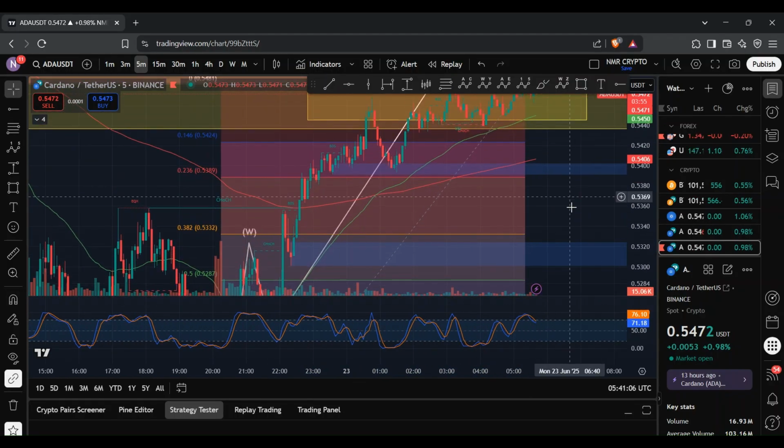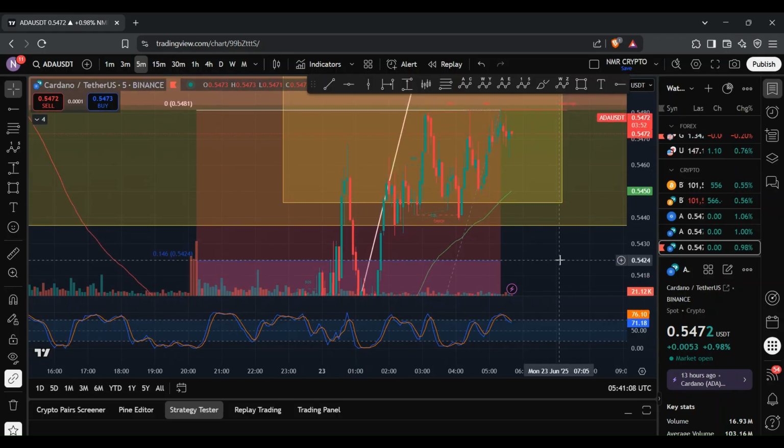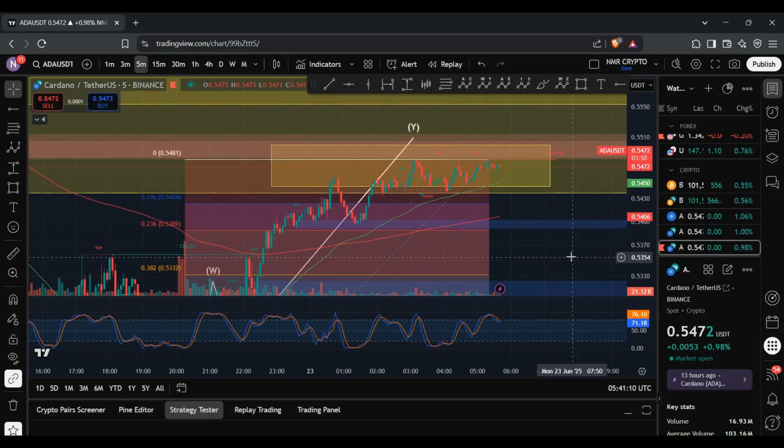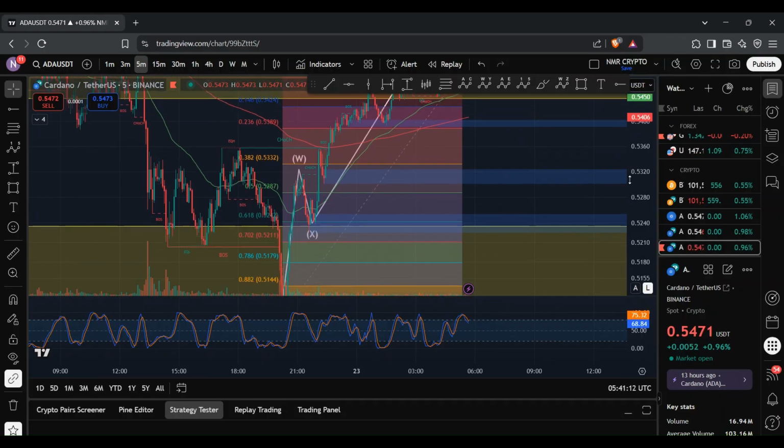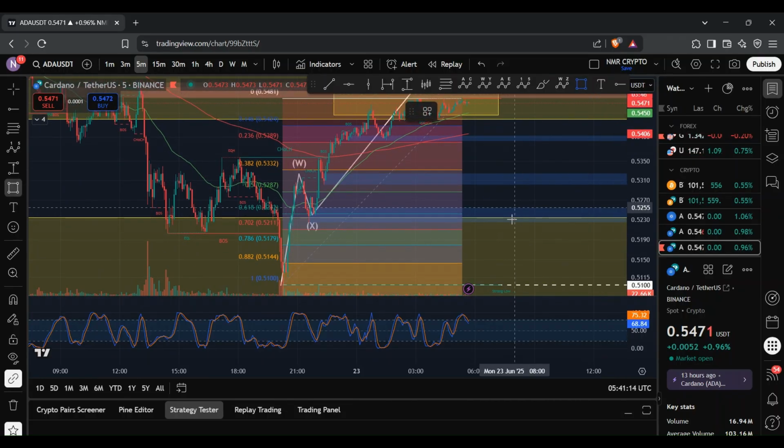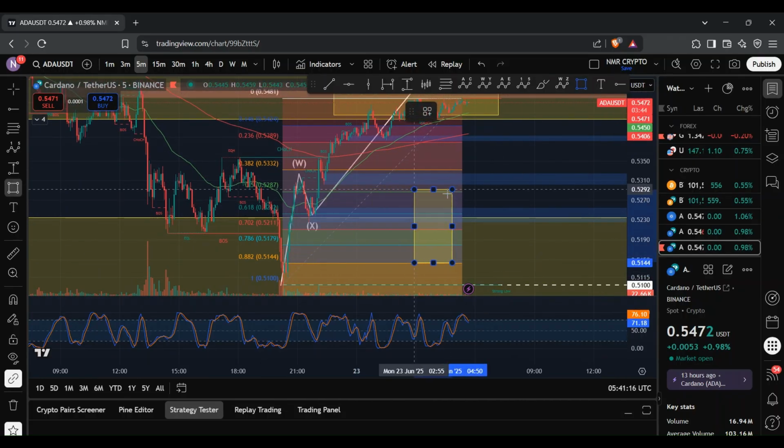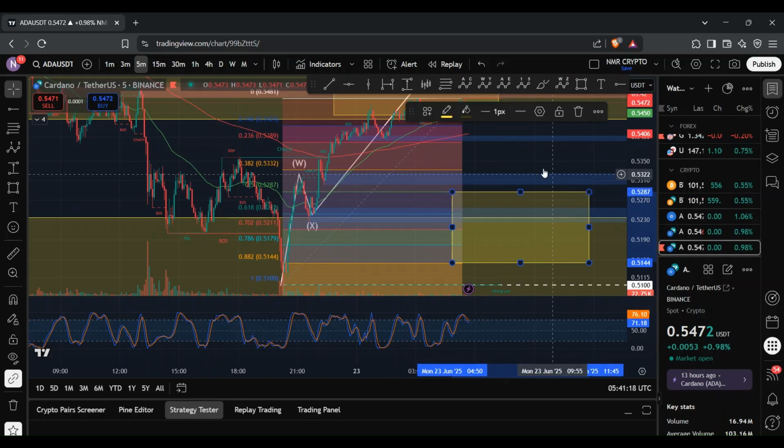So I believe we ended up topping off there. So let me zoom in. Yeah. So the next key target will be anywhere between 51.44 cents to 52.87 cents. So anywhere within this region here.